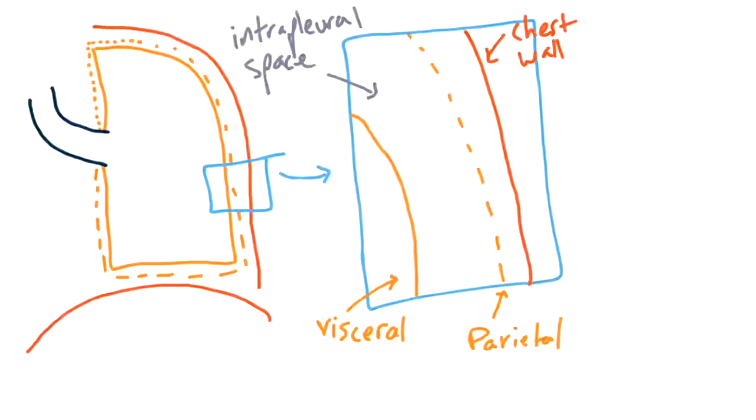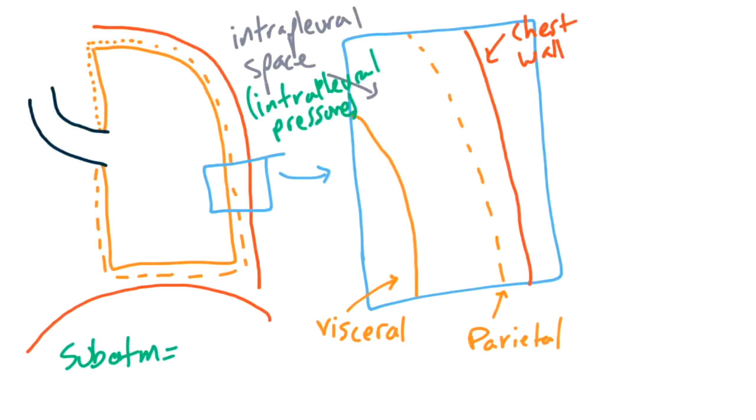The pressure in the intrapleural space is called the intrapleural pressure. It's important to know that the intrapleural space is at subatmospheric pressure. In other words, the pressure in the intrapleural space is less than atmospheric pressure. This is also referred to as a negative pressure. So subatmospheric pressure, or sub-ATM, equals negative pressure. When a pressure is less than atmospheric pressure, it behaves like a vacuum.